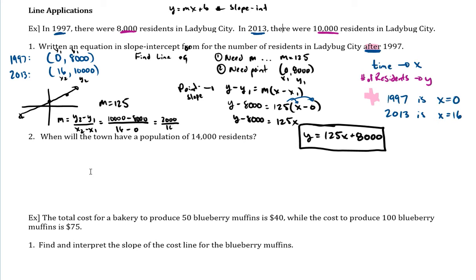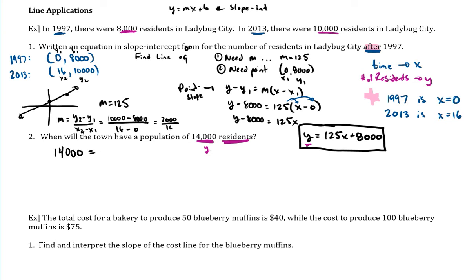And then in step 2, they're asking, when will the town have a population of 14,000 residents? Well, that's where we just go back to what we said. What does the residence variable stand for? Well, the residence is y. Okay, so that means we'll go use 14,000 and plug it into our equation right here. Okay, so we're just making sure to use the correct value for the correct letter. So we'll plug it in.